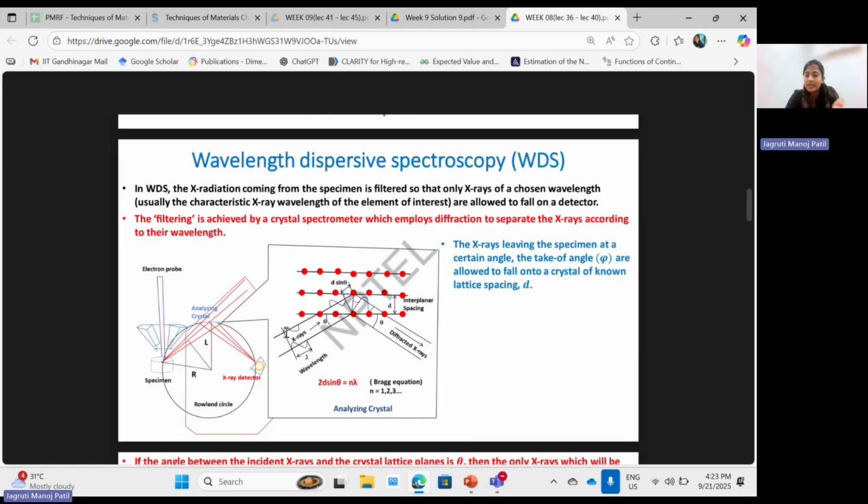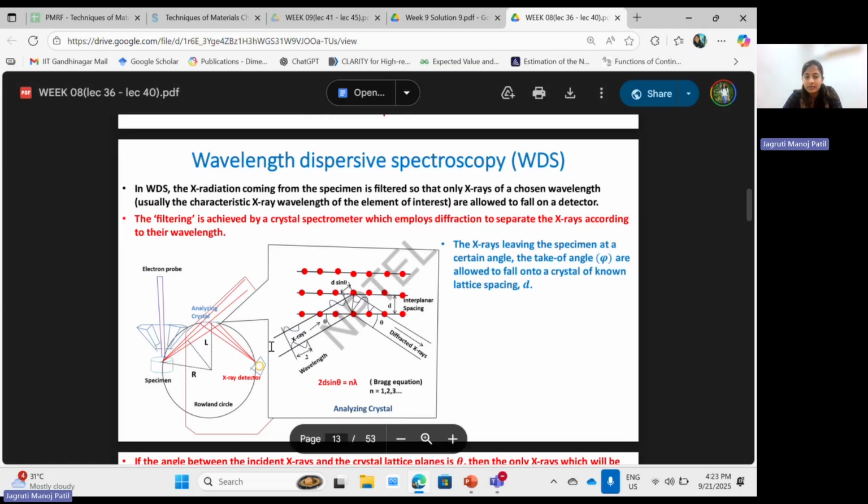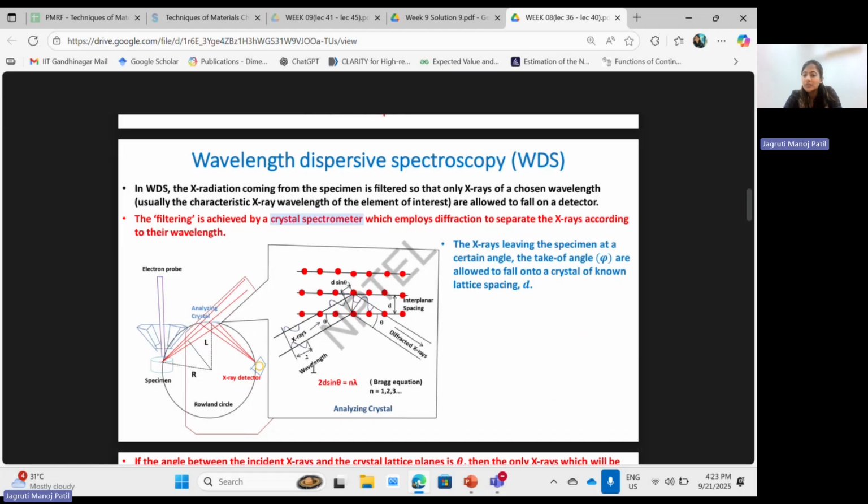Now, that filtering is achieved by this particular crystal spectrometer, which employs some type of diffraction. So it will allow only the part of the wavelength that we want to pass, and the others will get bent or deflected back, to separate the X-rays according to wavelength. So here you have one takeoff angle.